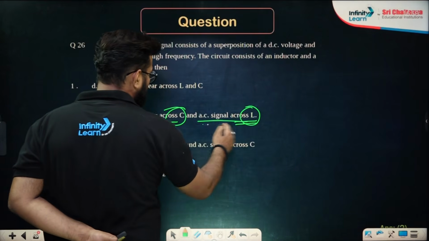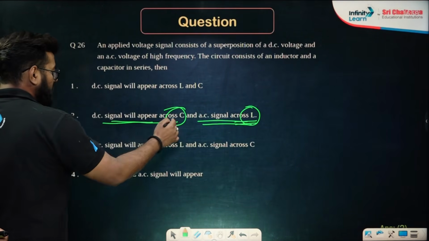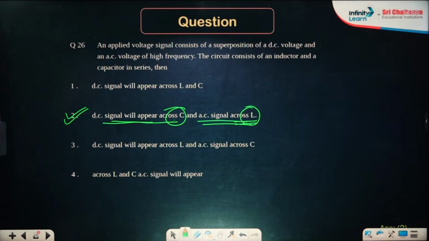So the AC signal appears across L, and the DC signal appears across C. So option number 2 is correct.